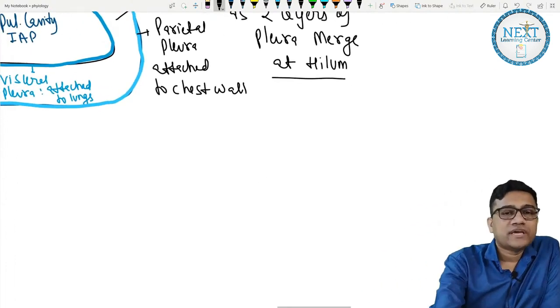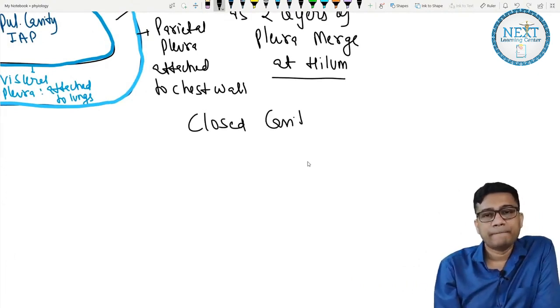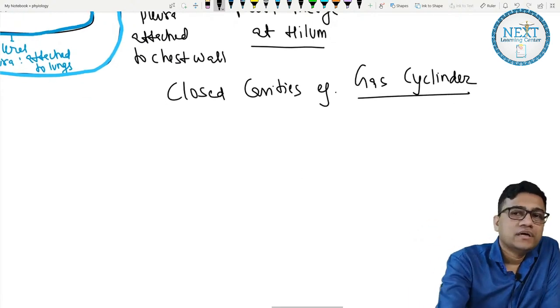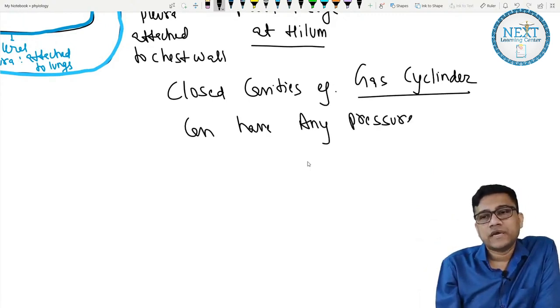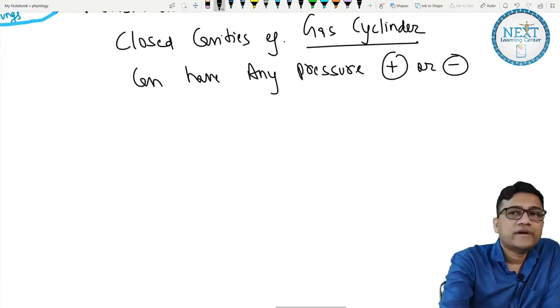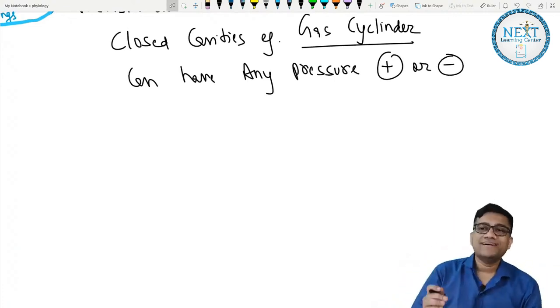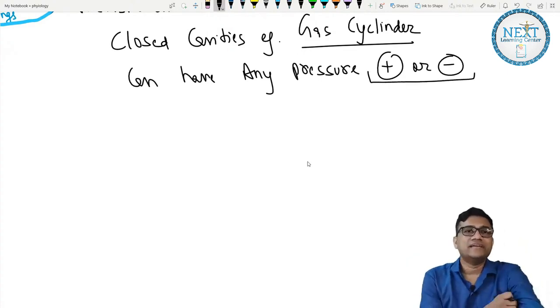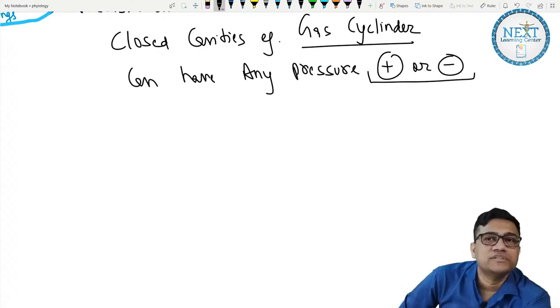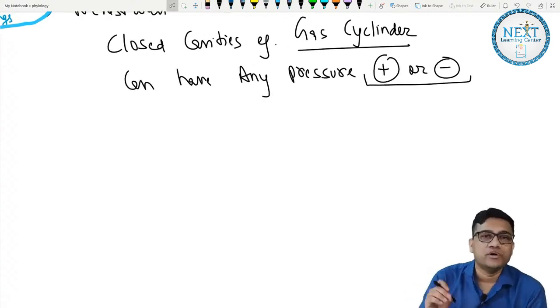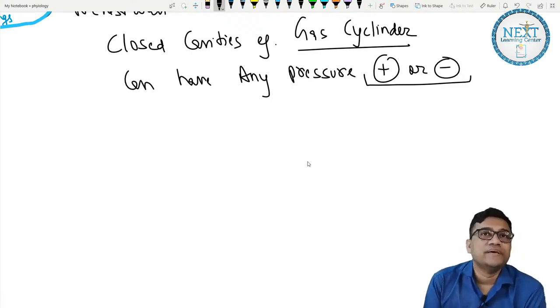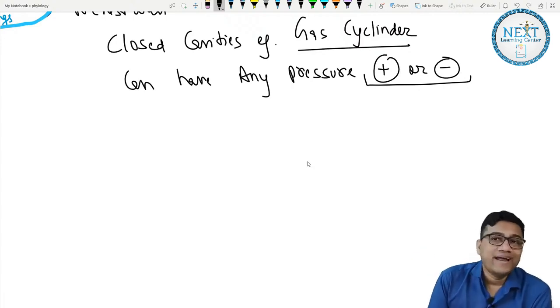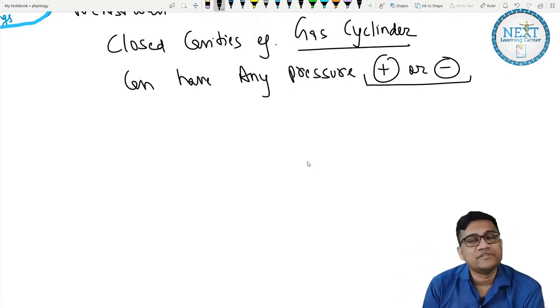So write one more thing. Closed cavities, for example a gas cylinder, can have any pressure, positive or negative. Clear? Like a gas cylinder can be at positive 1000 psi, pounds per square inch, or it could be 2000, 3000, and negative in a vacuum. So closed cavities can have any pressure, plus also, minus also.